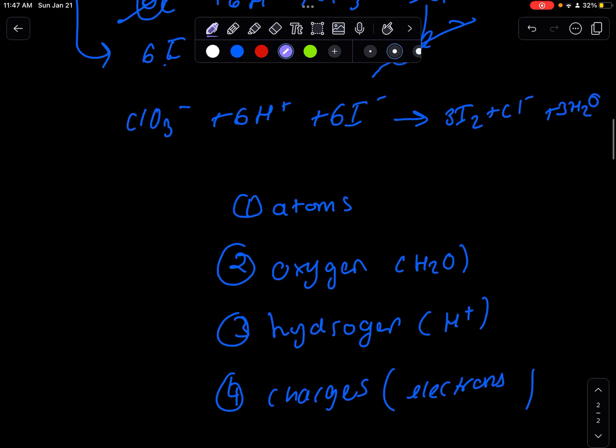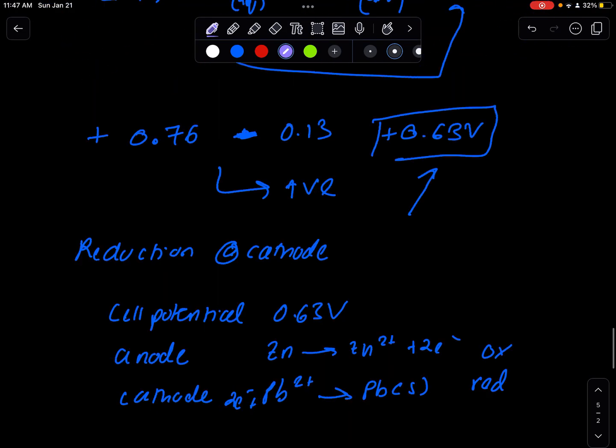So this is a good introduction to oxidation and reduction, as well as electrochemical cells.